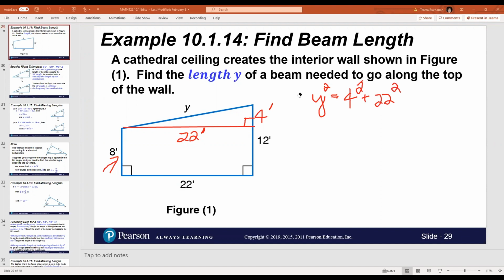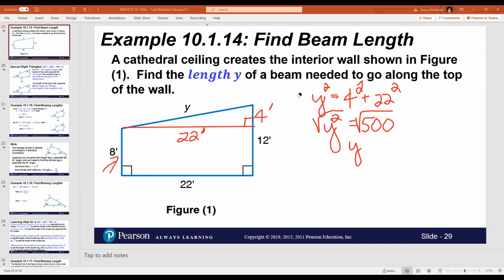And again, I think that you'll see something like this in the homework. So this is hopefully going to set you up to have good understanding of that when you see it in the homework. So 16 plus 22 squared becomes 500. Y squared is 500. Again, though, Y squared is not what I want. How do I get Y by itself? I take a square root of both sides.